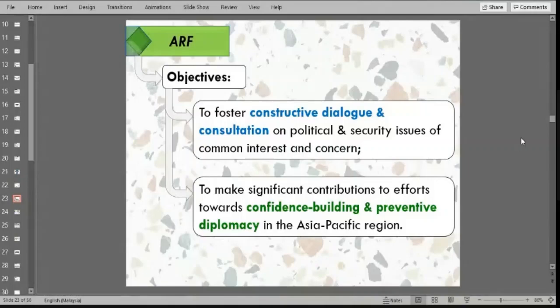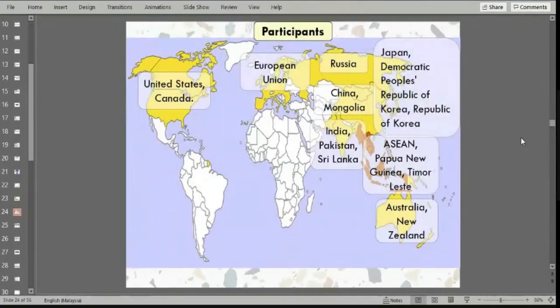And secondly, as mentioned just now, is to promote these two concepts, confidence building and preventive diplomacy in the region. So you can see there that the membership of, or the participants of, ARF again consists of countries around the world that have interest in the Asia Pacific region.